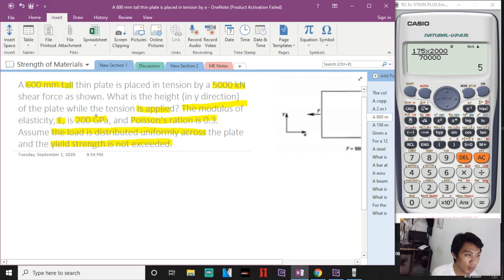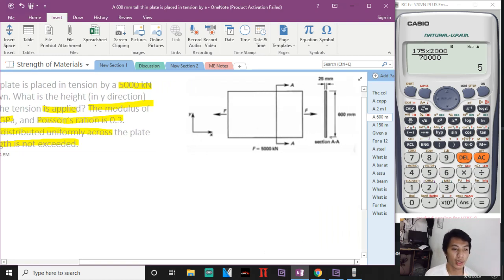We will assume this is a steel plate. Okay? Ipakita muna natin yung kanyang diagram. Ganito ka-thick yung iyong steel plate and then this is the loading, 5,000, and then ito yung magiging height niya kapag kinuha mo yung cross-section.